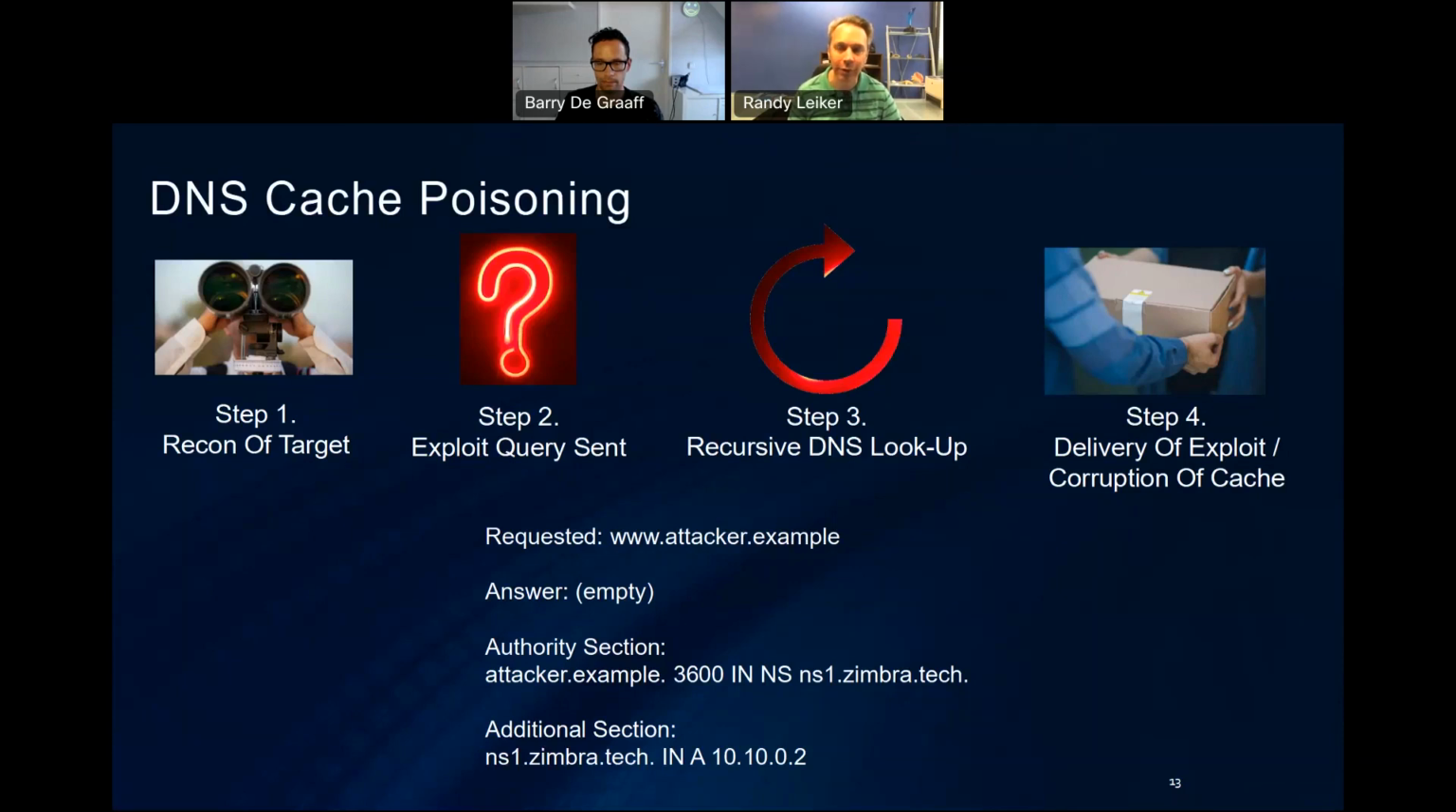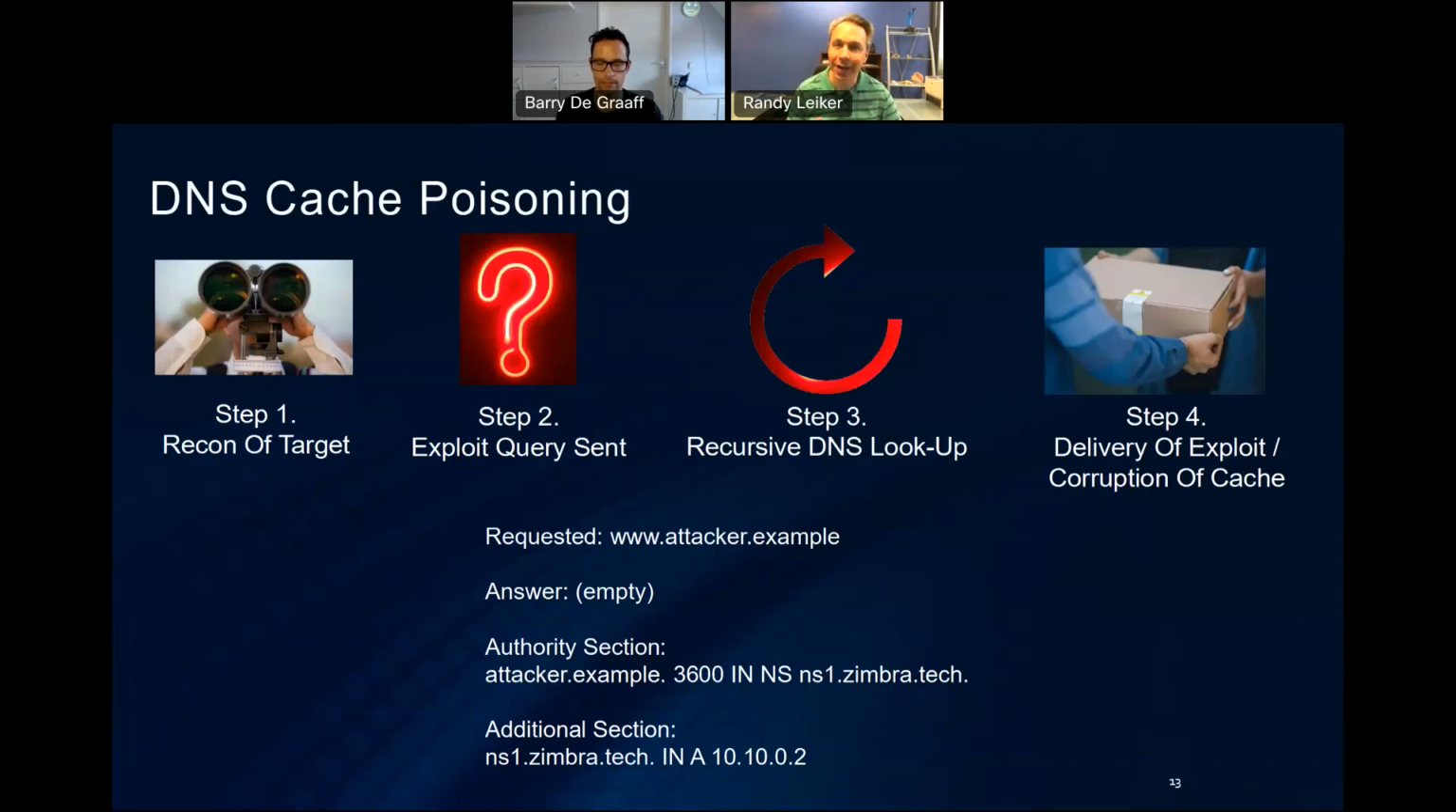Going forward, whenever any of ProviderCo's customers do a DNS lookup for Zimbra.tech or any of its subdomains, ProviderCo will now send all of those DNS queries to the adversary's 10.10.0.2 IP address. And this now allows the adversary to basically create any DNS records he would like for Zimbra.tech and its subdomains, thereby completing the corruption of ProviderCo's DNS cache.